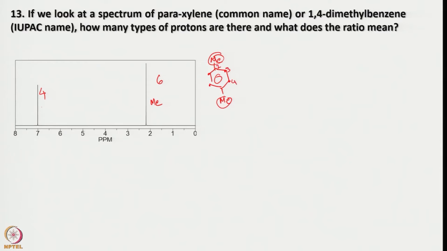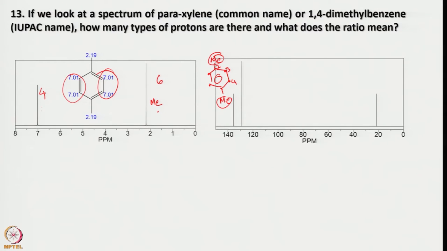We have four different types of carbon atoms, 1, 2, 3, 4. That means we should anticipate four different signals in this molecule. So this is the one, as I mentioned: you can see 2.19 for these two methyl groups, and around 7 we are seeing a singlet for these four hydrogen atoms.